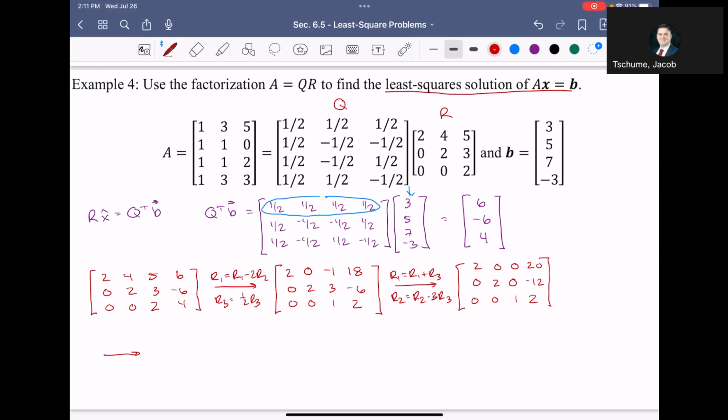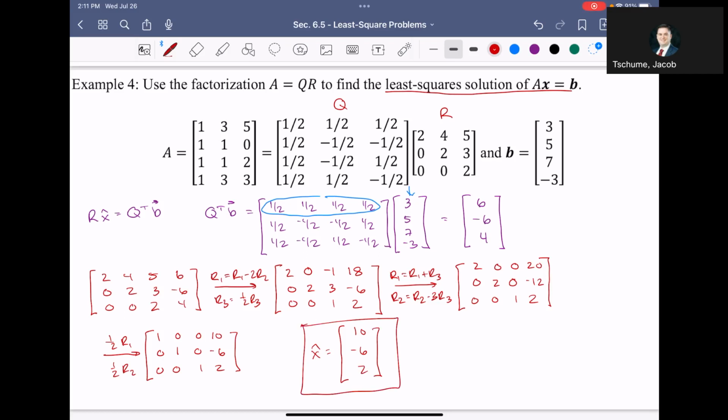Finally, scaling row 1 and row 2, I'm going to take half of row 1 and half of row 2 in this instance, which should give me 1, 0, 0, 10, 0, 1, 0, negative 6, and then 0, 0, 1, 2. So what you have just found, based on this, is that our x hat, or our least squares solution, the unique one, is going to be 10, negative 6, 2, based on the QR factorization of the original matrix A. So the vector x that makes A times x as close to B as possible is 10, negative 6, 2.